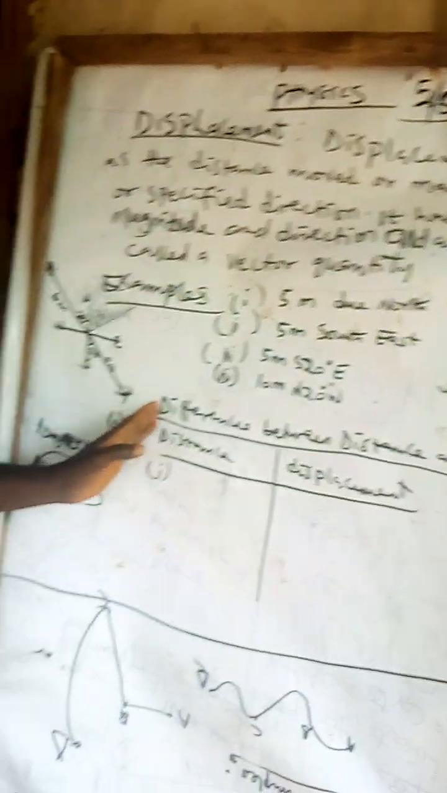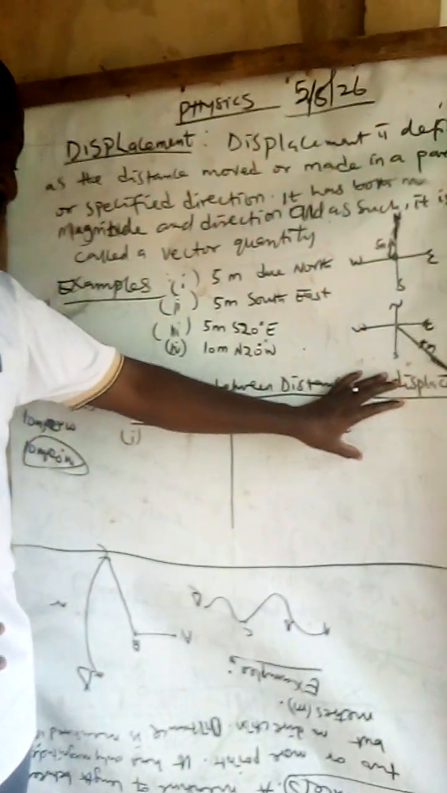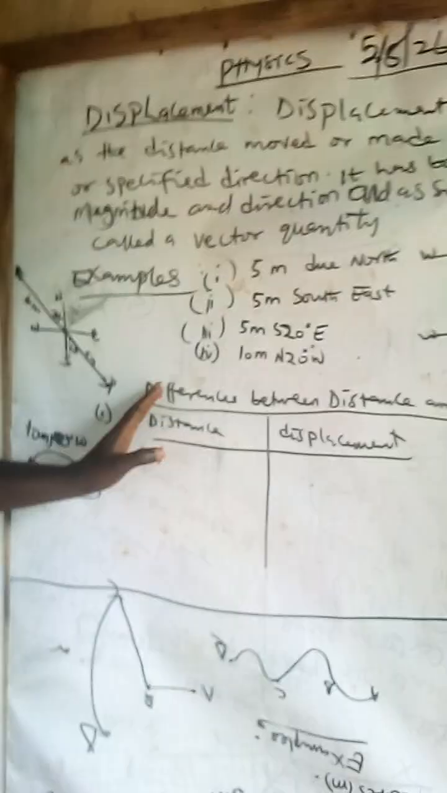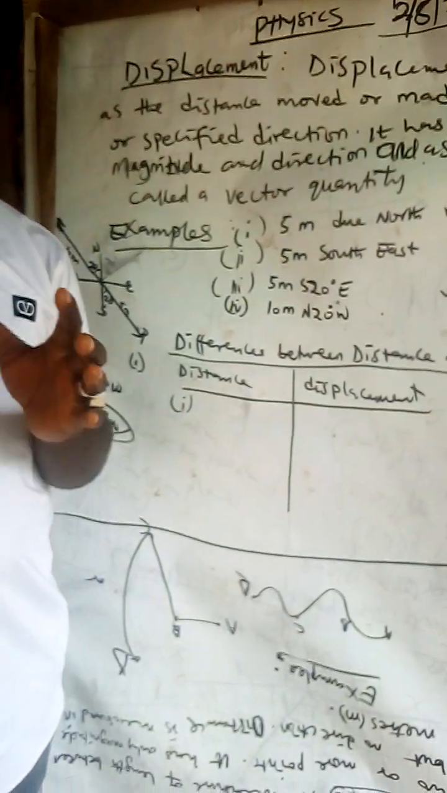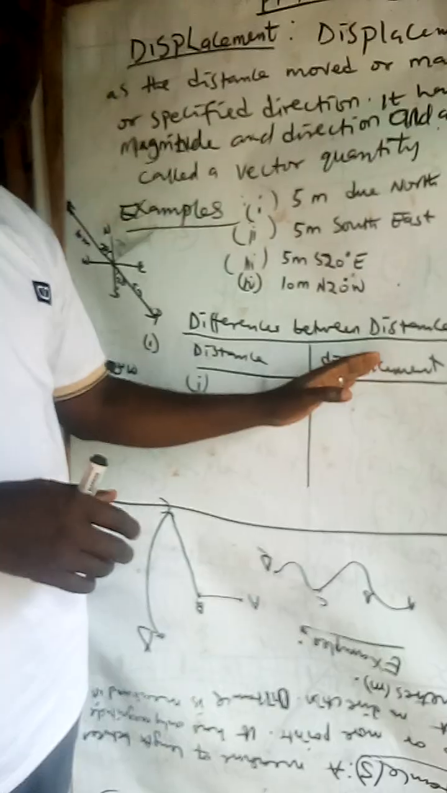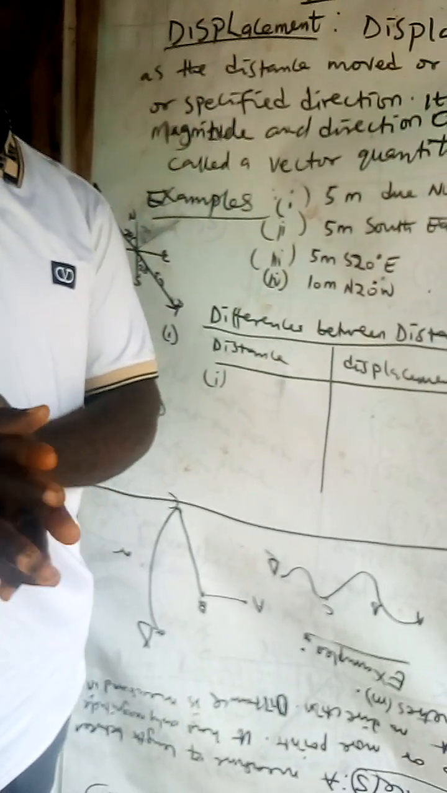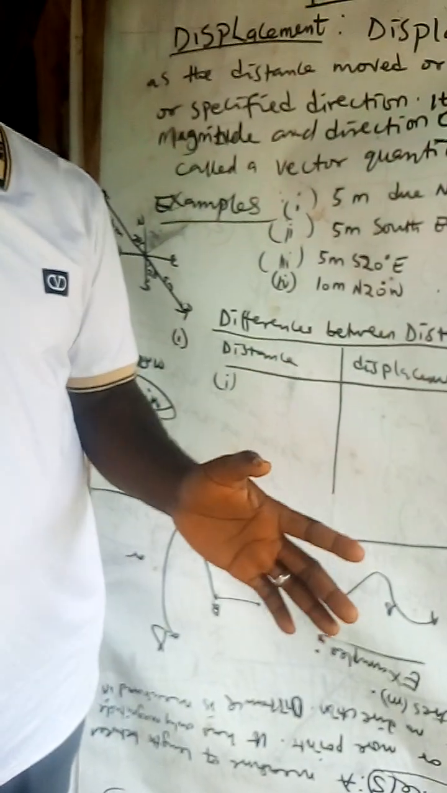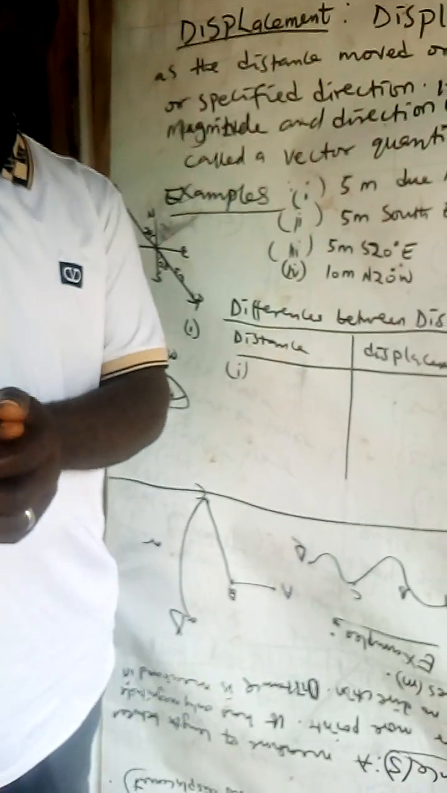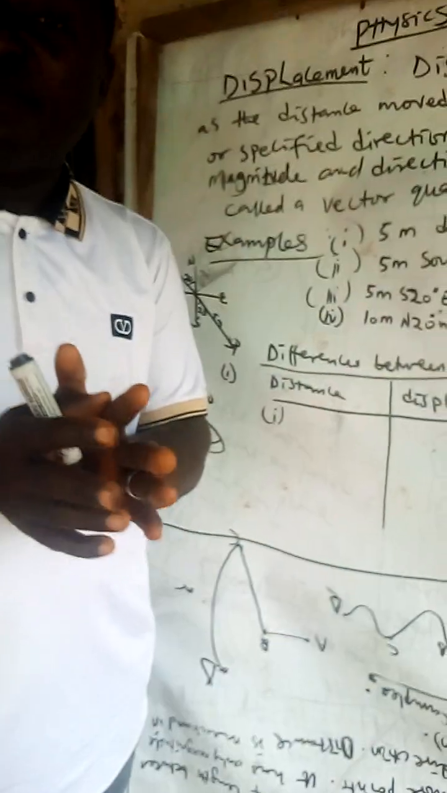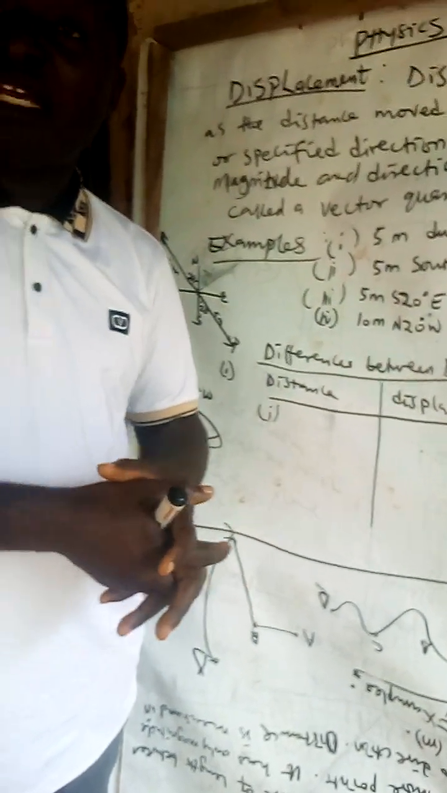So let's look at the similarities. Similarities is not written on the board now because of space. I've written the differences, but let me tell you the similarities. The similarities between distance and displacement. One is that distance has magnitude and displacement has a magnitude. So both of them have a magnitude. Number 2, they are measured in meters. Distance is measured in meters. Displacement is also measured in meters.